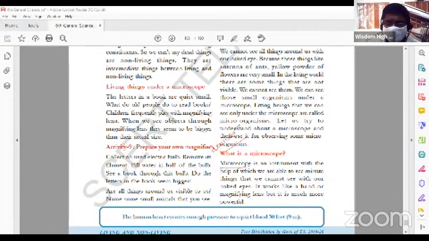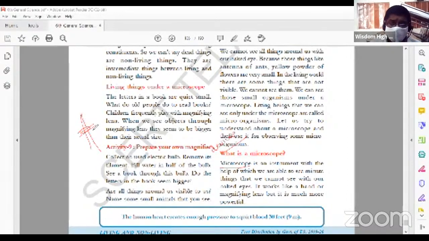For example, say we are going to cut the stem of the plant. Okay. So after cutting the stem of the plant, we can see what the internal section of the stem is. How can we see the internal section of the stem? By the help of a microscope.